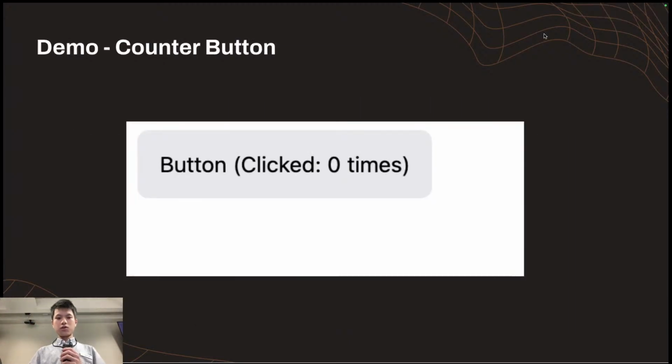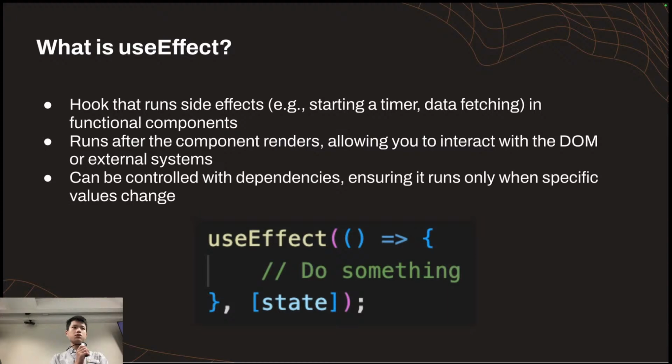Another hook is useEffect. What is useEffect? useEffect is a hook that runs side effects, for example, like starting a timer or data fetching in functional components. So it runs after the component renders, allowing you to interact with storage or an external system. It can be controlled with dependencies, which ensure it runs only when a specific value changes. So in this example, we have state as a dependency, and we do something when state changes.